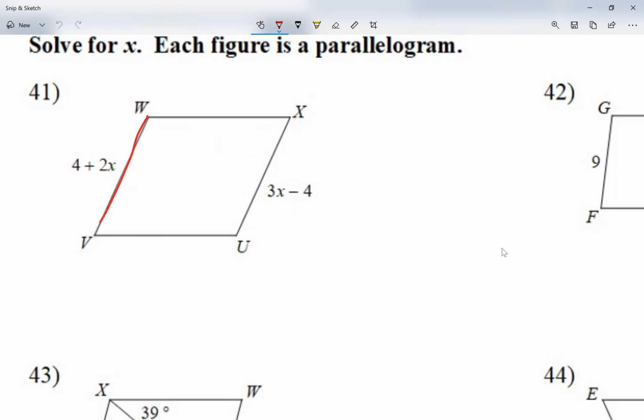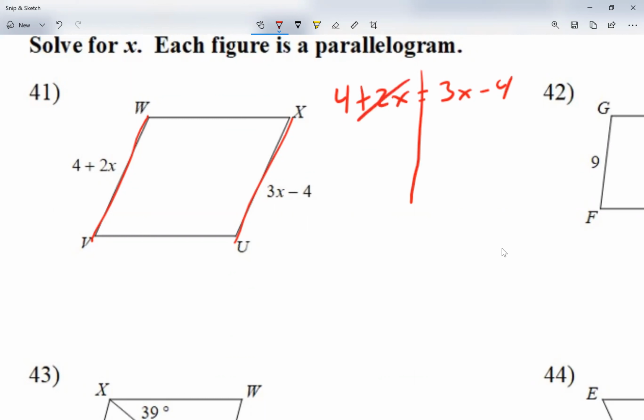So this side is equal to this side. So I'm just going to go 4 plus 2x. It's equal to 3x minus 4. Separating to the equal sign. Back in algebra, I learned how to solve for these. I see letters on both sides. I'm going to move the smallest x. 2x is smaller than 3x. So I'm going to move the 2x to this side.